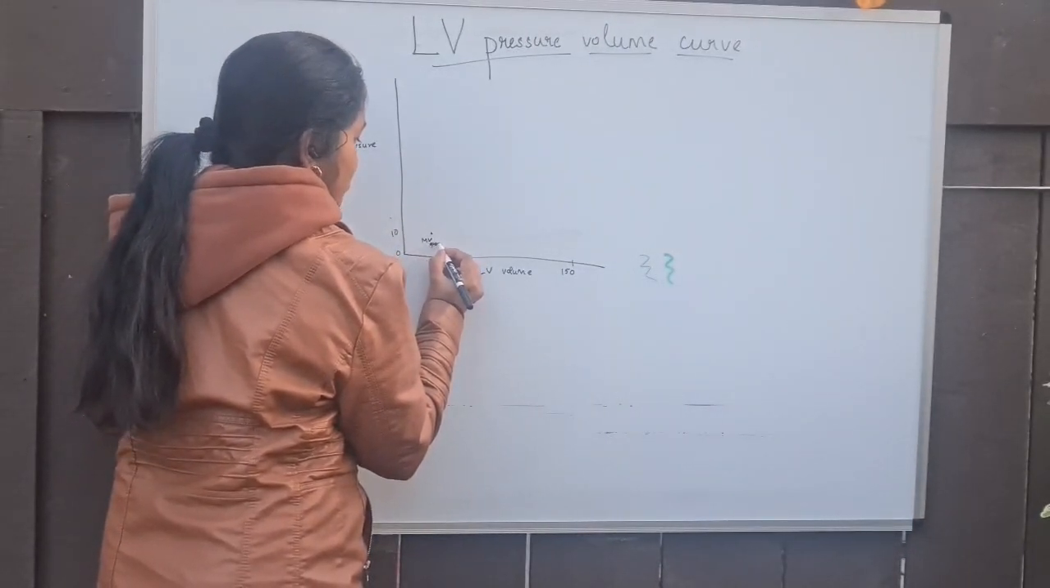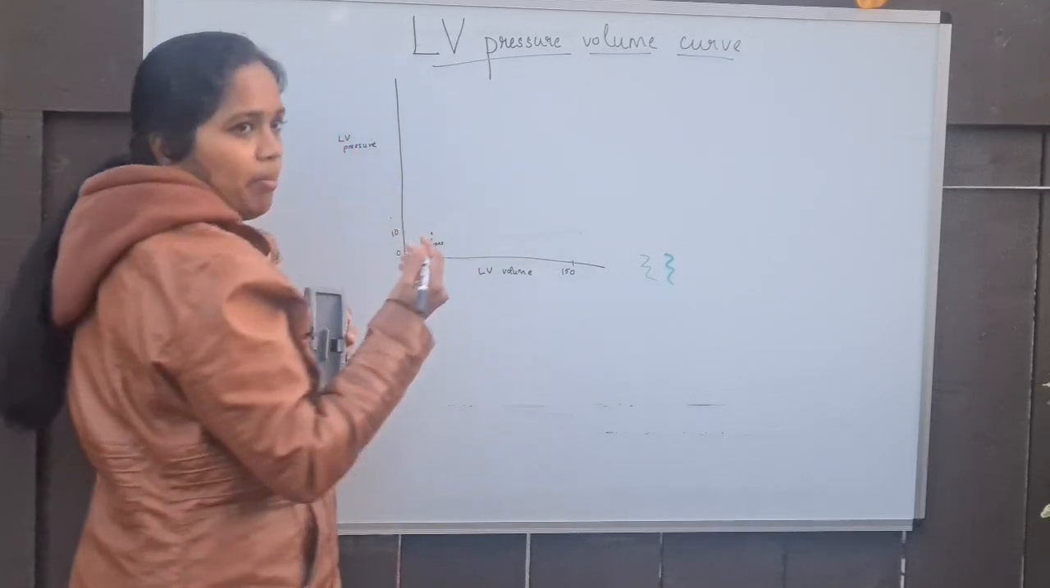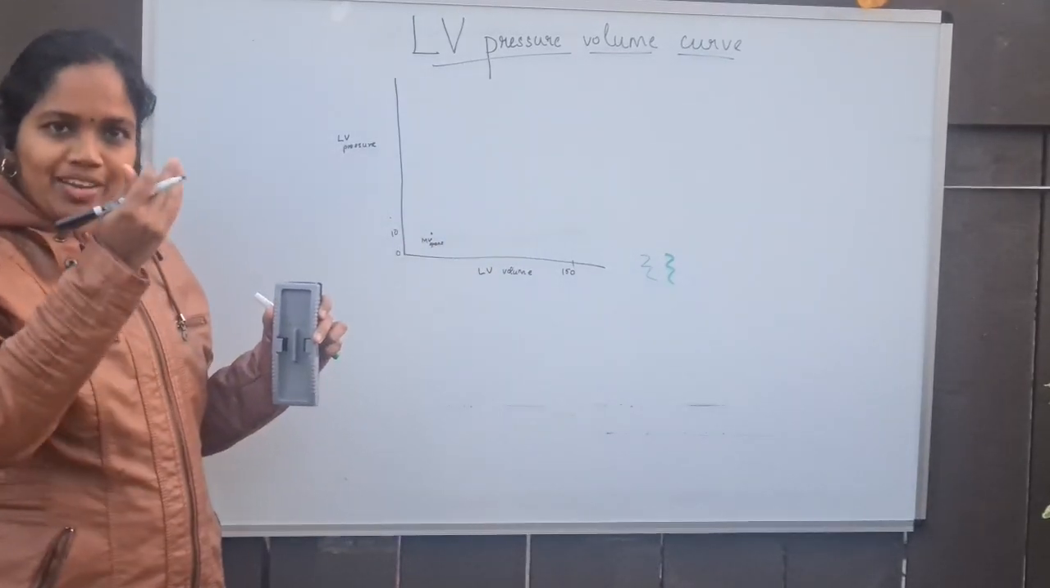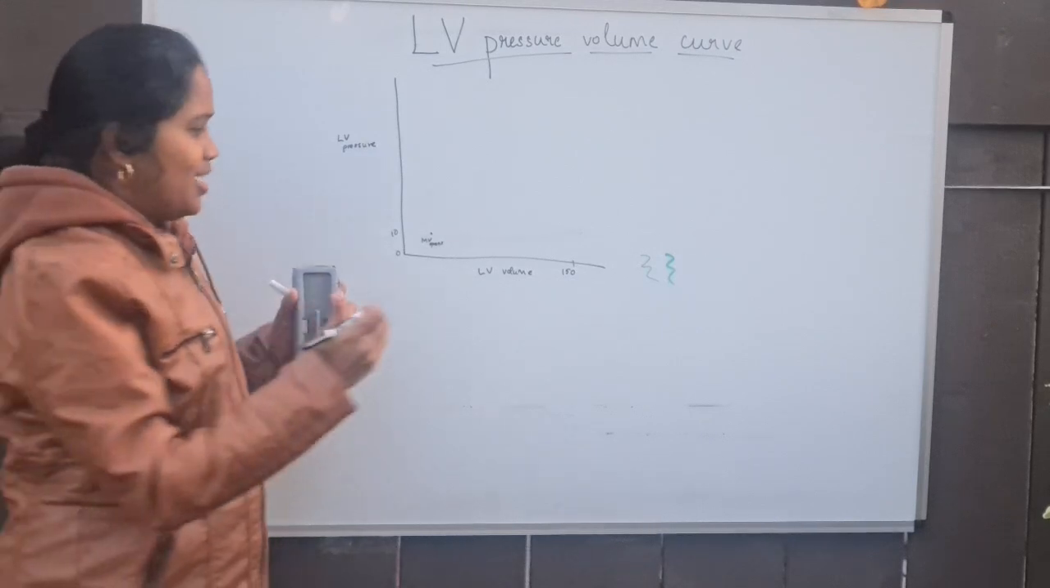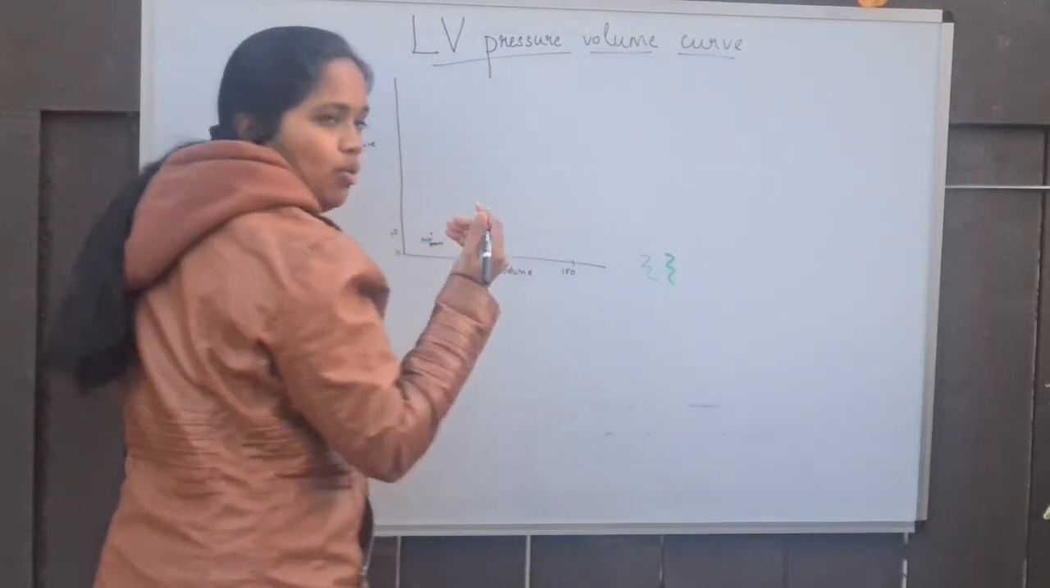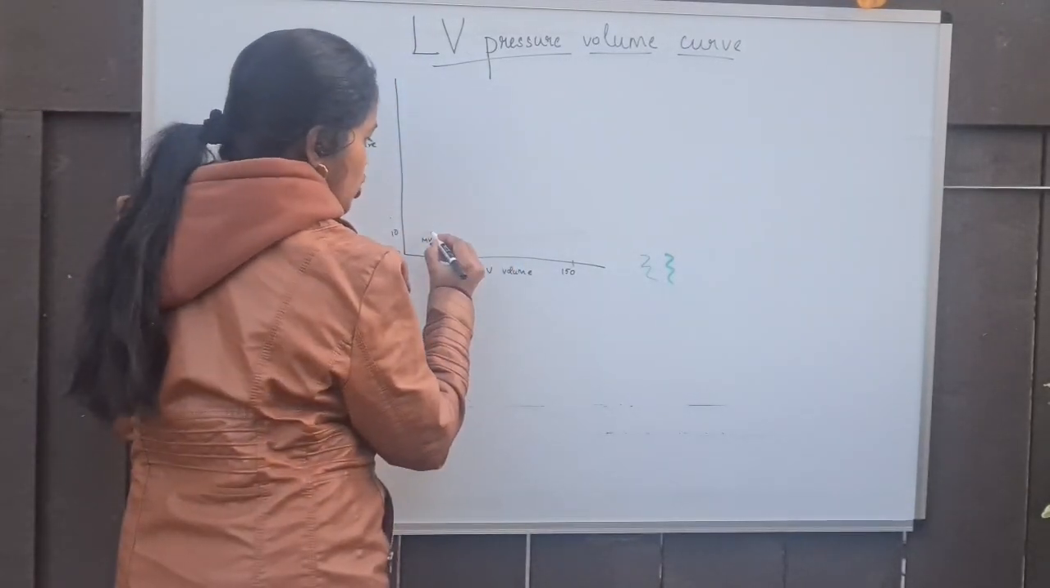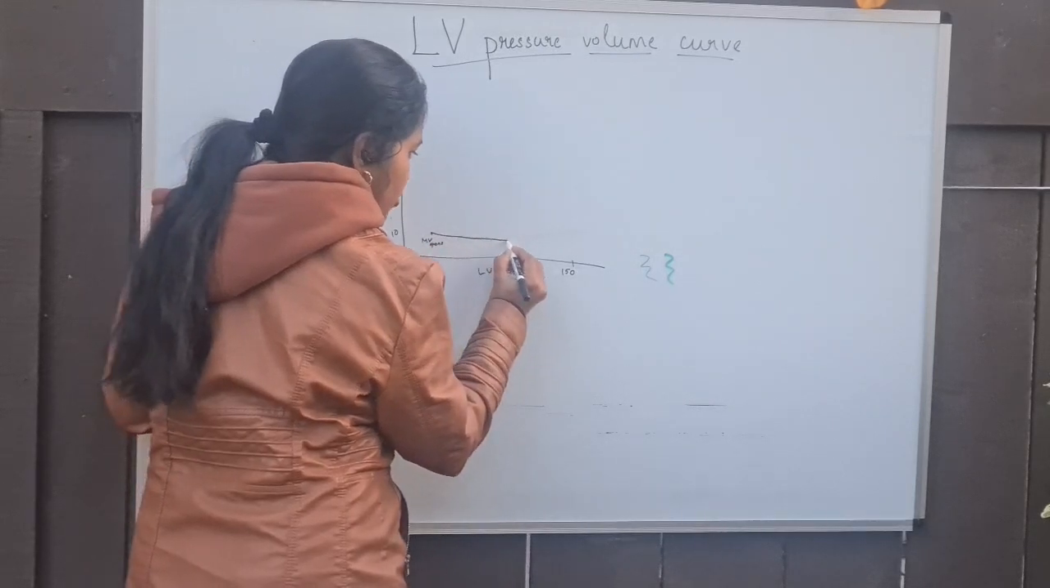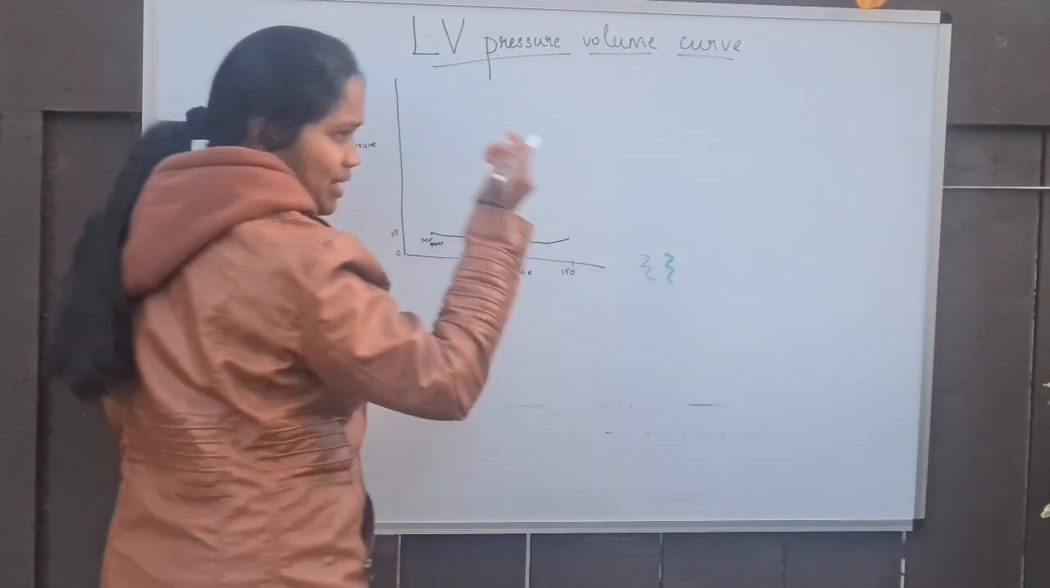Once the mitral valve opens, what will happen? All the blood from the left atrium will enter into the left ventricle, right? So the left ventricular volume will actually increase. It will go to around 150 ml. The left ventricular volume will increase.